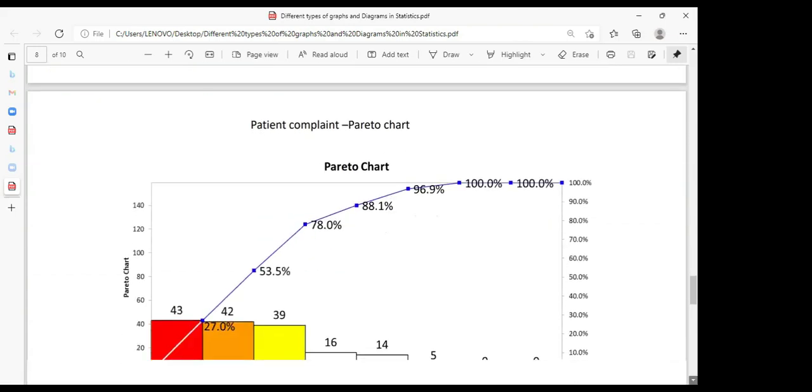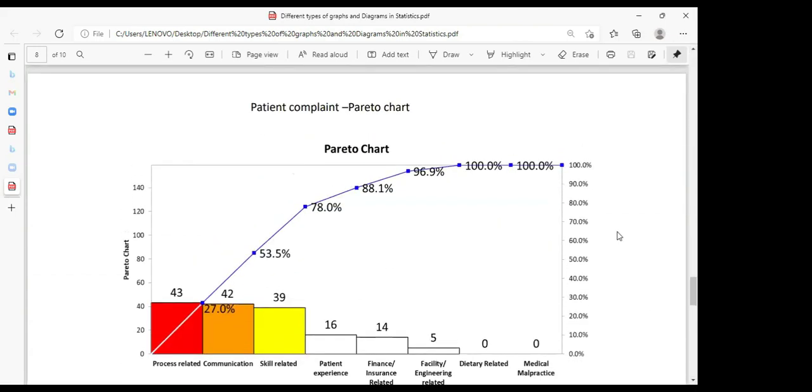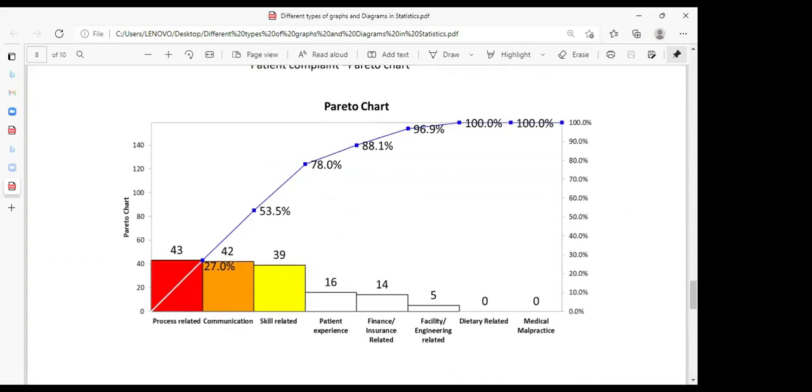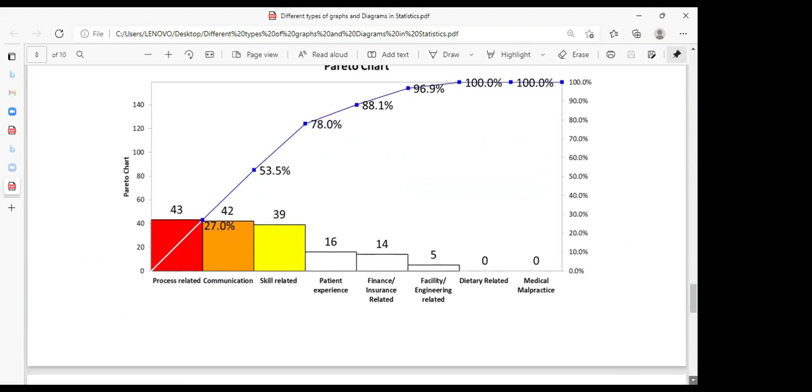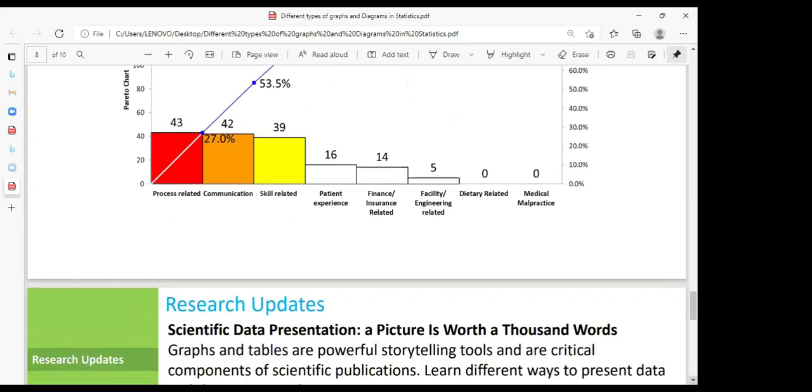Going forward, here I have displayed the Pareto chart. This Pareto chart displays what our main causes or problems were: process related, communication related and skin related. Then you can see, with the cumulative line, it went up to 100%, with the line drawn from the top. And this is the 80-20 rule of it. So this was all about the different types of charts in real-time scenarios and the keywords.